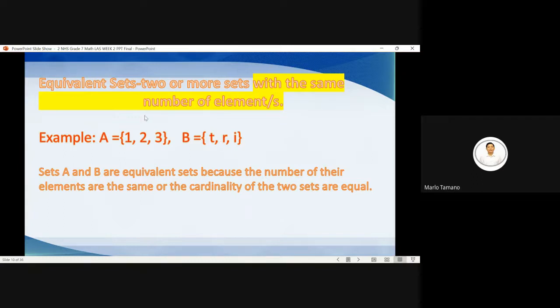Alright? So, all you have to do is count the elements of set A: 1, 2, 3. Count the elements of set B also: 1, 2, 3. So, sets A and B are equivalent sets because the number of their elements are the same, or the cardinality of the two sets are equal. So, what is the cardinality of set A, or the number of its elements? It has 3. Likewise, the number of elements of set B is 3 also. Okay? Let us continue.